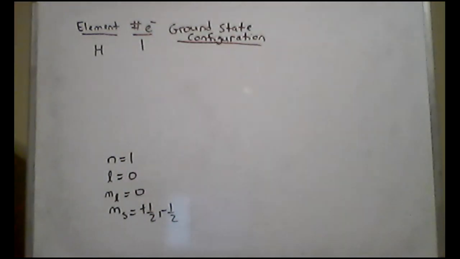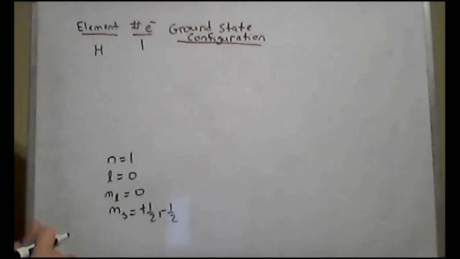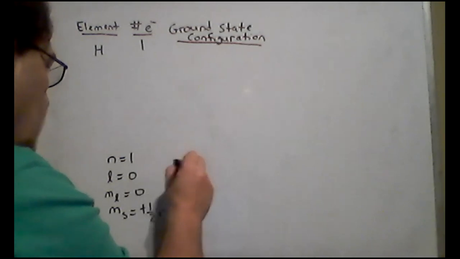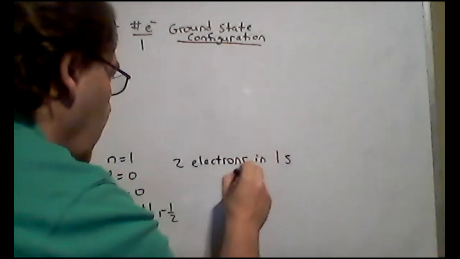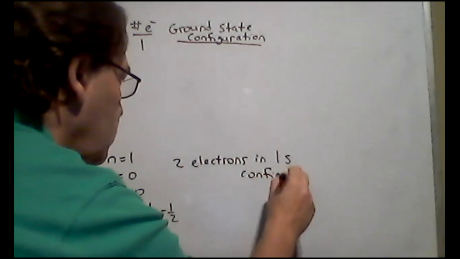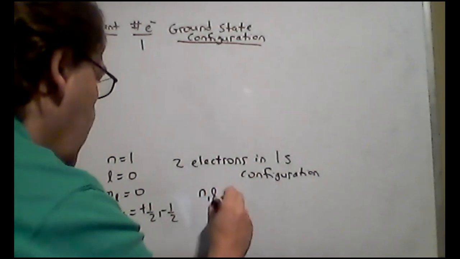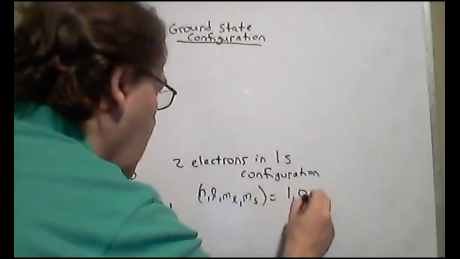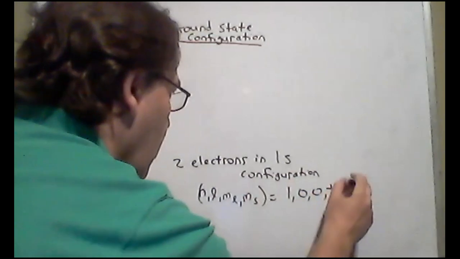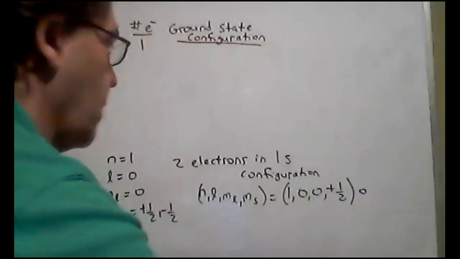So let's just say, well, it's going to be what? It's going to be an electron. How many can I fit in here? Well, I can fit 2 of them in the 1s configuration. Again, there are 2 electrons in the 1s configuration. They are, again, n, l, m sub l, m sub s. Either 1, 0, 0, plus 1/2, or 1, 0, 0, minus 1/2.